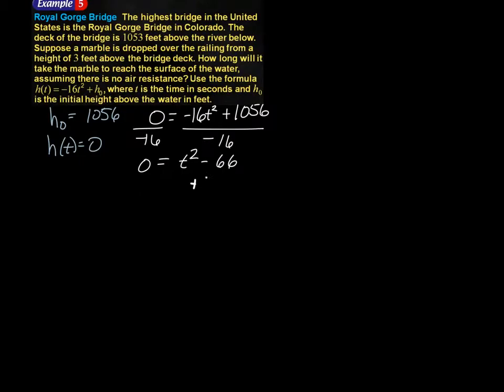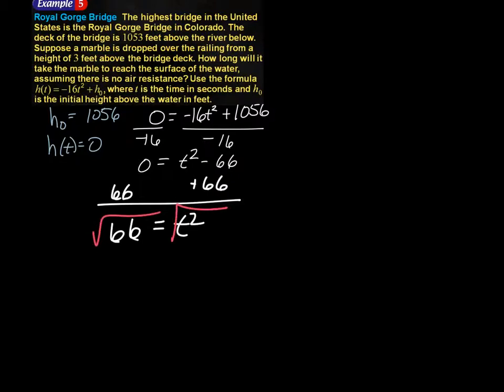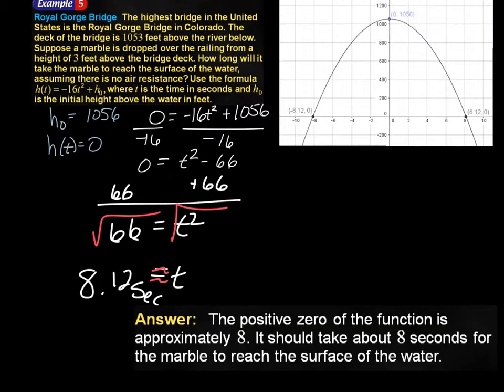I can then add 66 to both sides. And I've got 66 equals t squared. Take the square root of both sides. And the square root of 66 isn't a very helpful answer, so I changed it to a decimal, and I got approximately 8.12 seconds. And it's also easy to type this into GeoGebra.